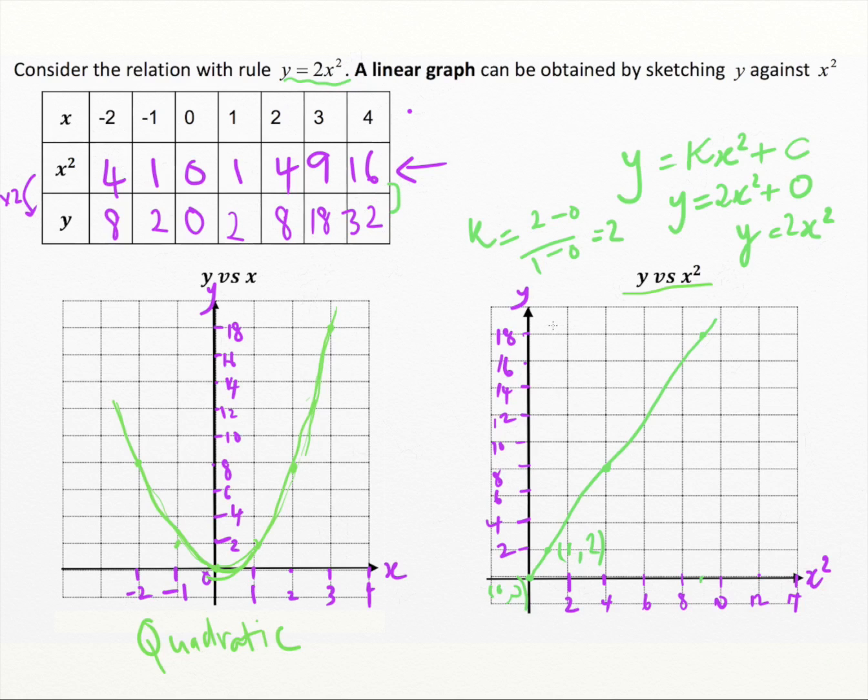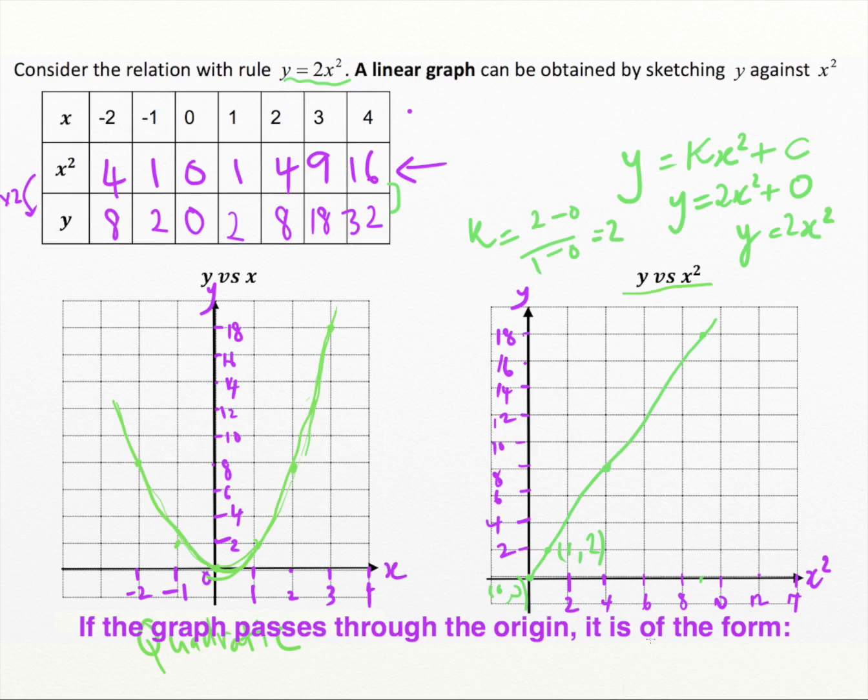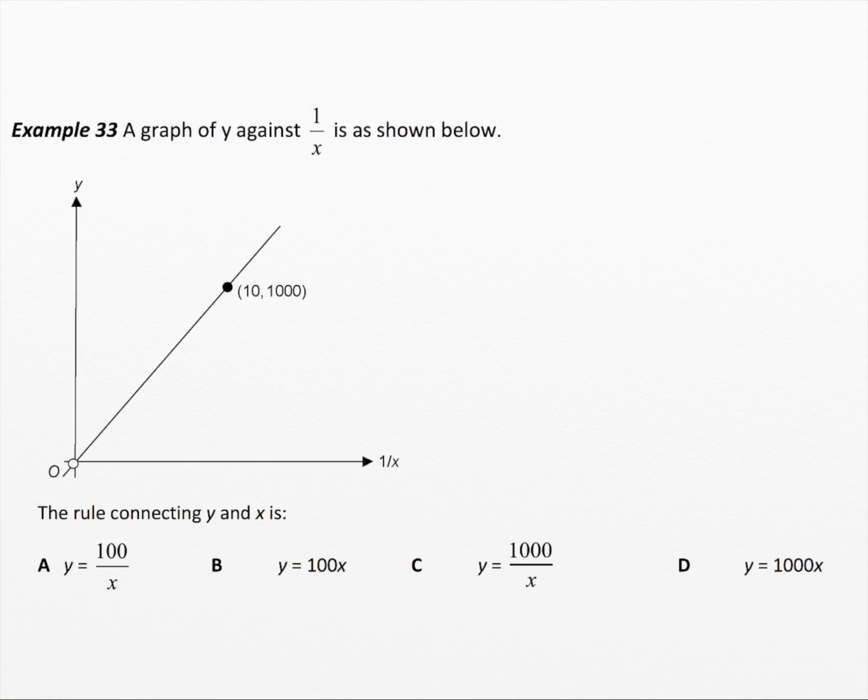So hopefully now you understand the whole basis of this exercise, and we can now begin to apply it to other scenarios. So in general, if the graph passes through the origin, that means our y-intercept is going to be 0. So it's going to be of the form y equals kx to the power of n, and n can be 1, 2, 3, -1, -2, or whatever form it happens to be. Okay, and that's it. That's really the whole idea of this exercise. So let's try a couple more questions to get our head around that.